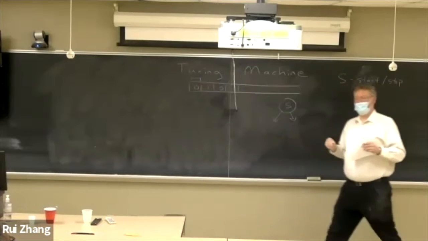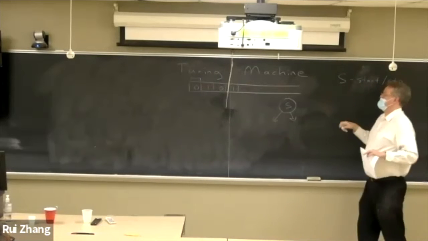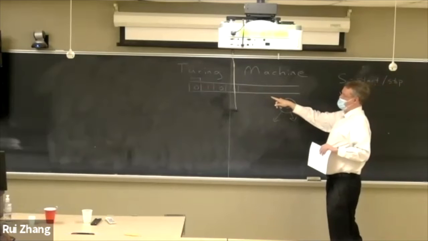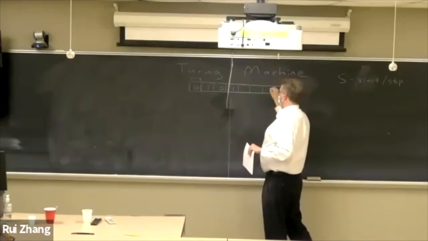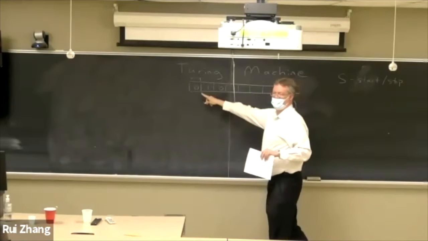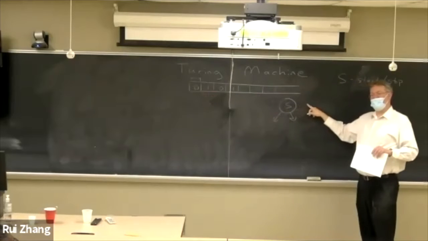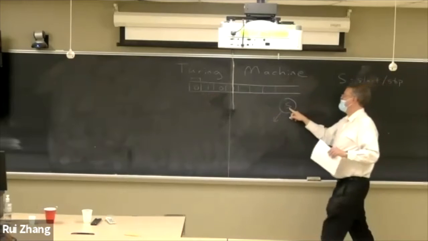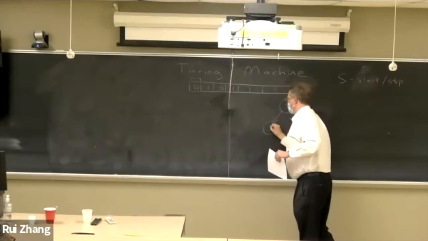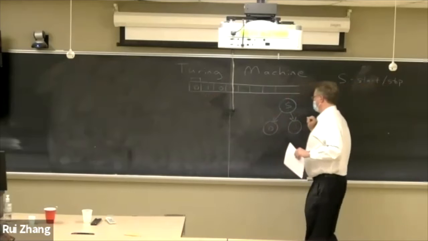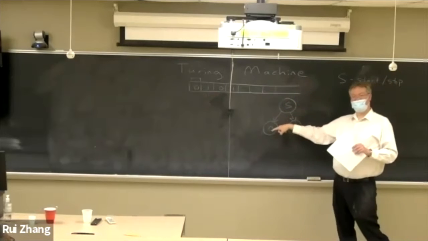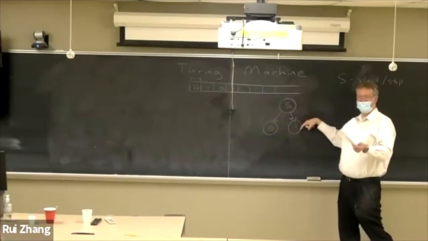So, the read head starts at the beginning. In this case, if this was the data, and let's say the rest of it's just all blanks, it would read a 0. So if the program reads, it can branch based on what it sees. If it reads a 0, the program goes this direction. If it reads a 1, it goes this direction.